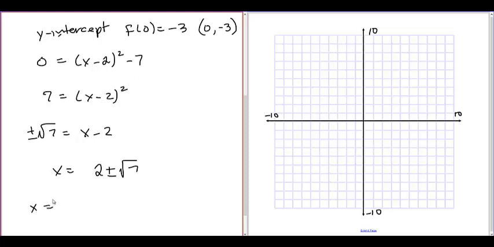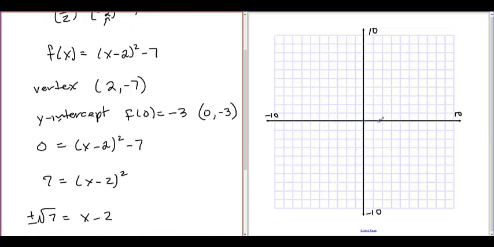So you take 2 plus the square root of 7. So that's plus 4.65. And if you take minus the square root of 7, you get negative 0.65. Same kind of deal, except it got shifted over. Okay, now we're ready. Let's do it again.